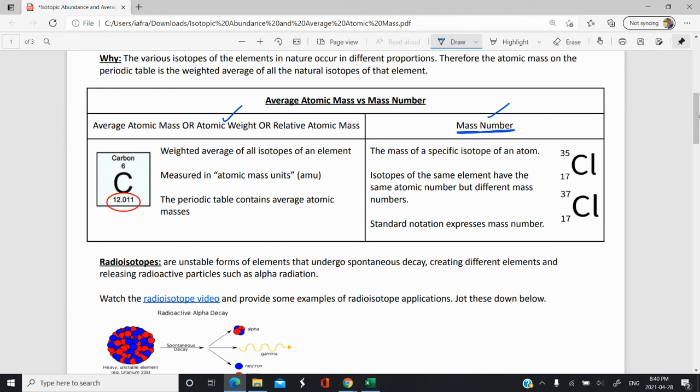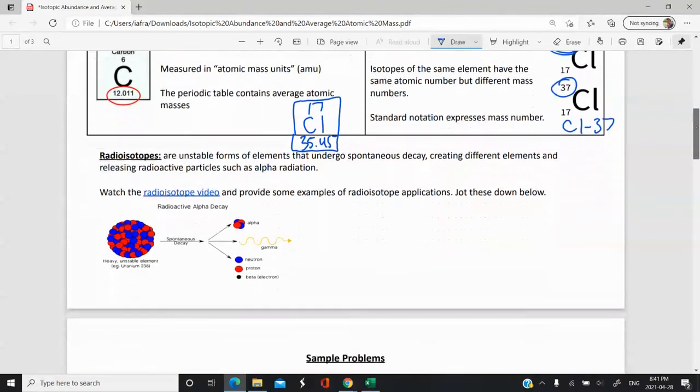In reality, the mass number is the mass for a specific isotope. Like, for example, this is the mass number for chlorine. This is 35 for chlorine 35. So if you were to write that out, you write chlorine 35. This is a mass number for chlorine 37. But the average atomic mass of chlorine in your periodic table, it's number 17, is 35.45. It's a weighted average of the isotopes that exist. Okay, so that's just a little refresher in terms of what the average atomic mass is.